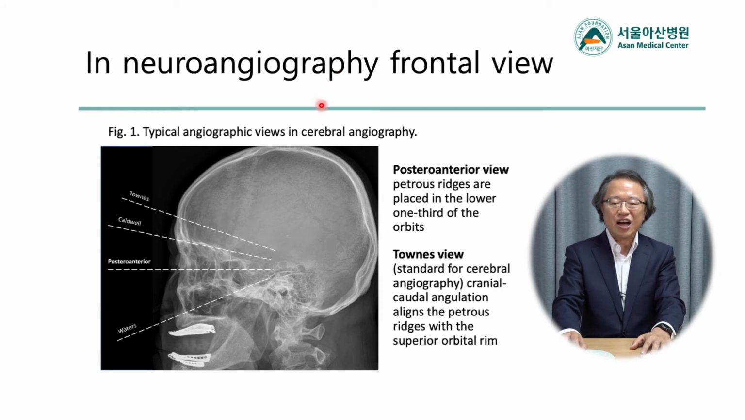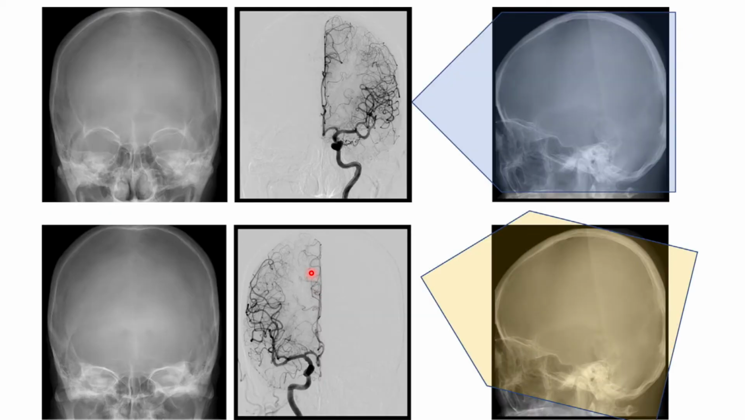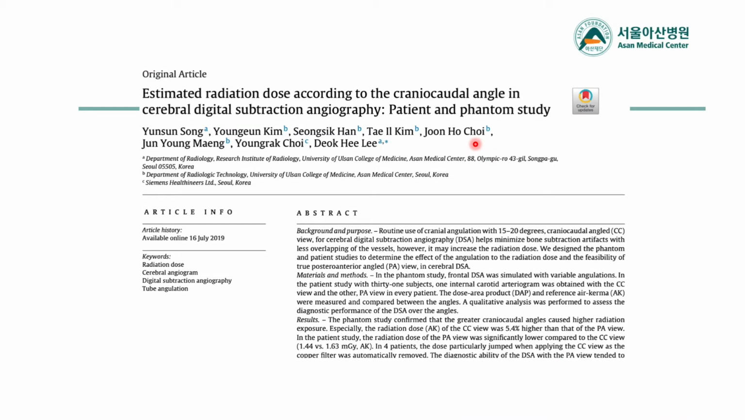We thought that Townes' view, requiring some craniocaudal angulation, may increase the dose because of the angulation. For our routine PA view and the Townes view, the image thickness of the skull will be thicker with the craniocaudal angulation like this. We reported our experimental result on this issue last year.